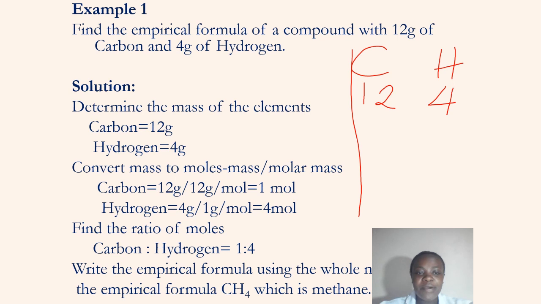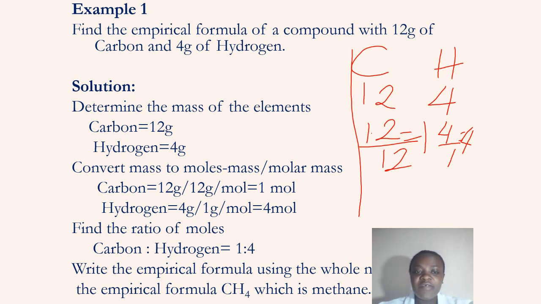The second step, we are going to convert this mass to moles by dividing mass over molar mass. So as we know, the molar mass of carbon is 12, the molar mass of hydrogen is 1. So the next step is to get the number of moles. For carbon, we are going to take 12 divided by 12, so mass over molar mass, to give us 1. Then that of hydrogen, we have 4 divided by 1, which is 4.